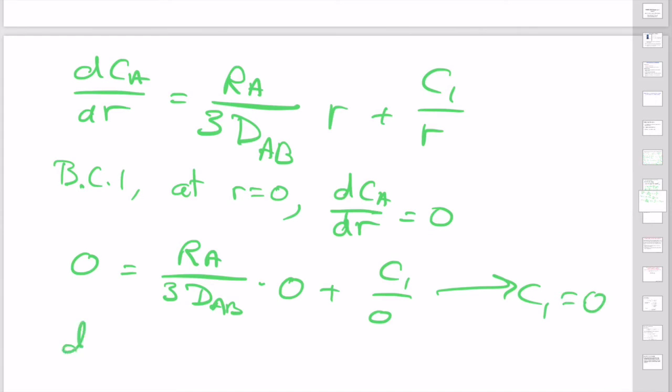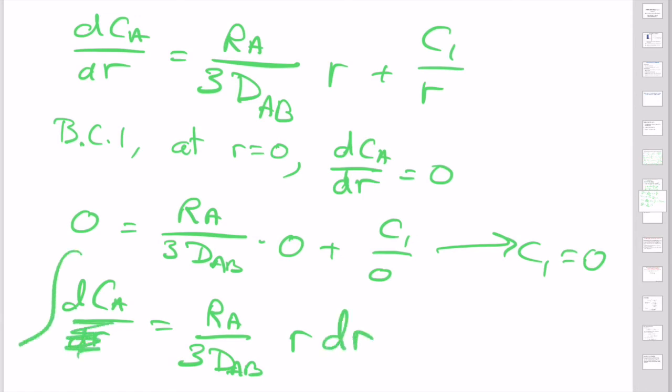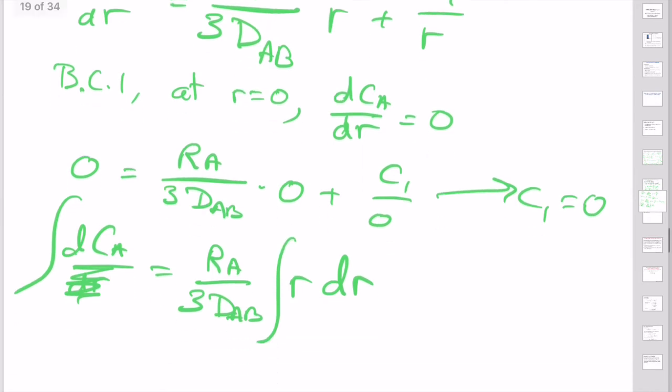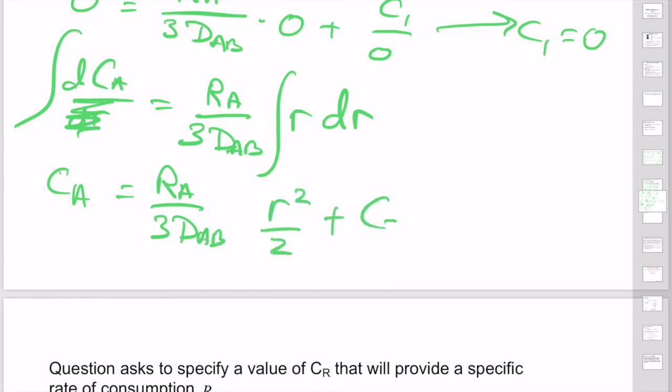So now dCA dr is equal to RA over 3 times the diffusivity, times r. Yep. And once again, let me pull this over here and integrate. Yay. And I get CA, I'm going to run out of space, CA is equal to RA over 3 times the diffusivity, times r squared over 2, plus C2.